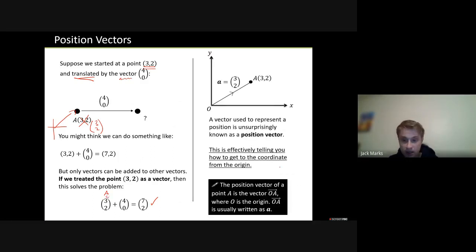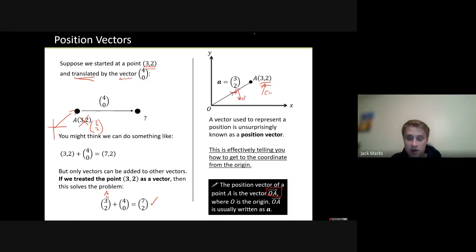So the position vector of A actually means a vector. This is called OA, where O is the origin. This is deceptively simple and seems very obvious. You know, they're exactly the same, aren't they? Well, in a way, yes, but this is a coordinate. This is where something is, and this here is a vector.